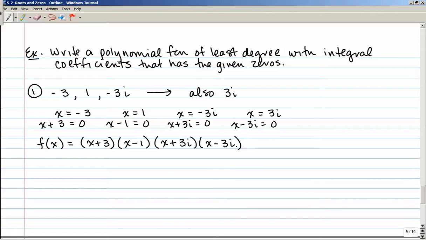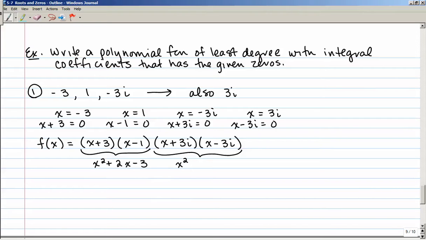So all I have to do is multiply that out and come up with my function. So this right here, if I were to FOIL this, I'm going to get x squared plus 2x minus 3. And if I were to FOIL these guys right here, I'm going to get x squared. Now let's think about this.